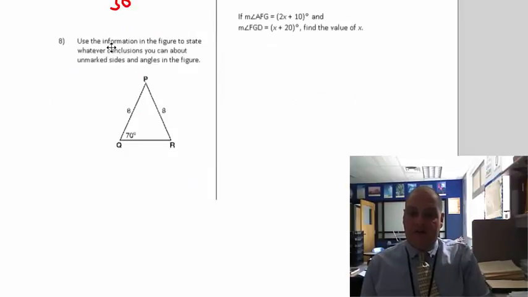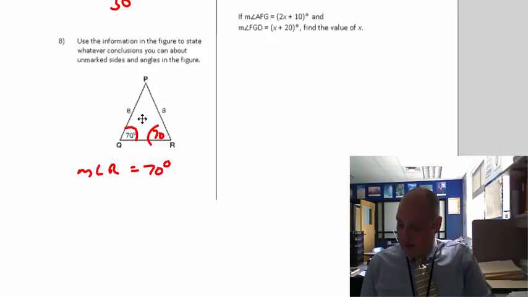Use the information in the figure to state what conclusions you can make. Well, I could tell just by looking at this, I have an isosceles triangle. I have 2 equal sides, 8 and 8. That's given. If I have 2 equal sides, the opposite angles must be equal. So if this is 70, this angle must be 70. So the measure of angle R is 70 degrees. I know that. All right, what else do I know? Well, I know that because I have 2 angles that are 70, that's 140, right? 70 times 2 is 140.